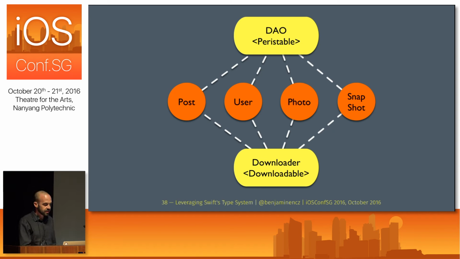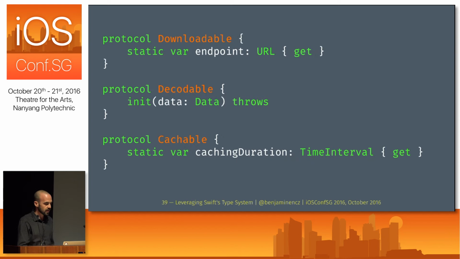So let's put it into a concrete example where I want to build a simple downloader that can do some caching and that can also decode the result and turn it into a value. And I would start out building some protocols to mark these different capabilities. As I said, in this model, I like to think of protocols as things that types can participate in. And each of the protocols provides a certain piece to that generic infrastructure, where it basically provides customization hooks. So a downloadable type, for example, might provide an endpoint URL, because the endpoint for a photo or for a user might be different.